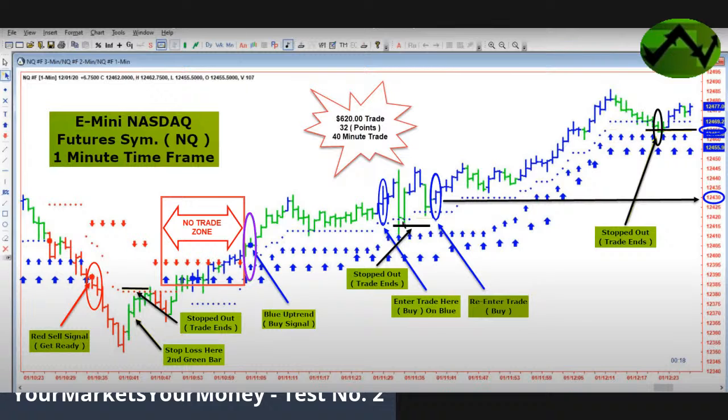You get in on the second bar. You don't get on this one. You get on this one right here. You got to wait for this to close out, and you get right in. Get right in here. You're gonna stay in the trade.